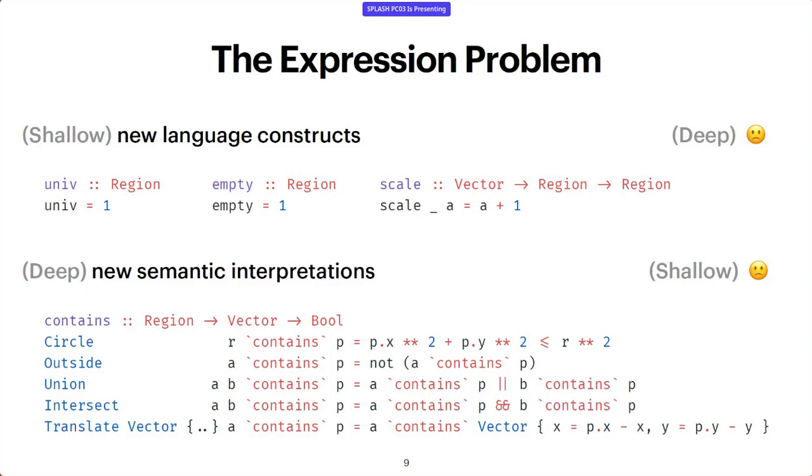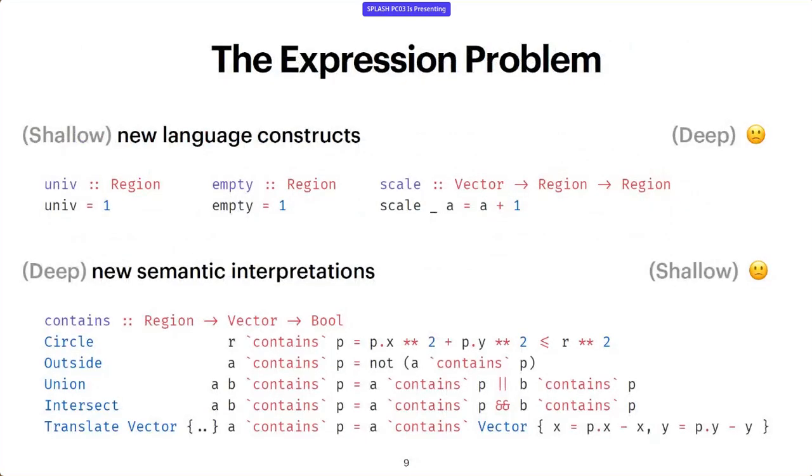It's very easy in the deep embedding, but it's very awkward to add a new semantic interpretation in the shallow embedding because the semantic domain is already fixed after you define the type region. So we need to modify the definition of region and all of the language constructs to map them to a new semantic domain. This tension between two dimensions is well known, called the expression problem by Professor Wadler.